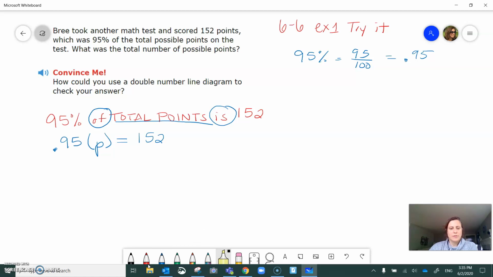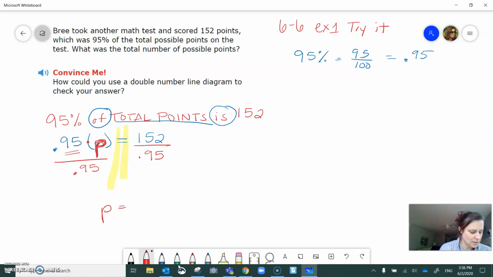Okay, so we know that we've got two sides of this equation here. We know that we want to get the letter P by itself. That's the whole thing we're trying to solve. Right now, what's happening to this P is it's getting multiplied by 0.95. So to undo that, we have to divide by 0.95. And if you do something to one side and there's an equal sign in the middle, you have to do it to the other side. So the total number of points is 152 divided by 0.95. I know the answer is going to be larger than 152. That would make sense to me. So let's check. 152 divided by 0.95 is 160. So there's 160 points possible on the test.